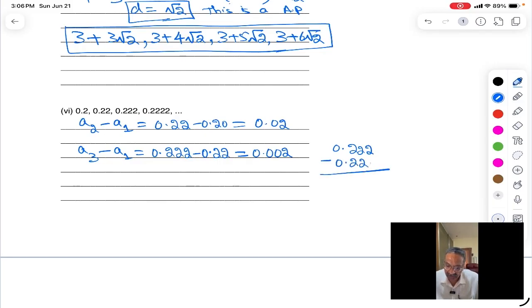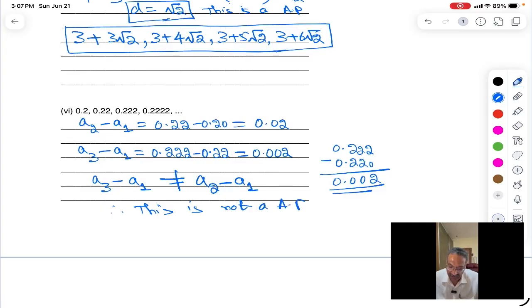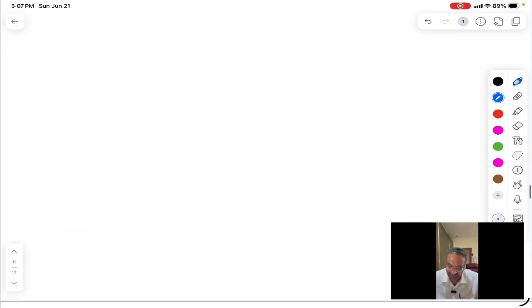0.222 minus 0.22: 0, so 2 minus 0 is 2, 0, 0.0. So here you can see 0.02 is not equal to 0.002, or that is to say A3 minus A2 is not equal to A2 minus A1. Therefore this is not an arithmetic progression.